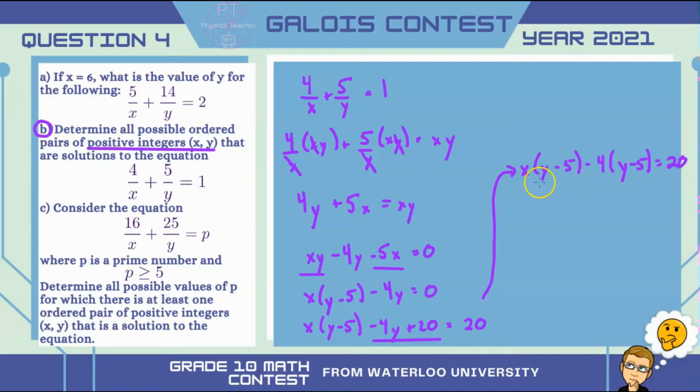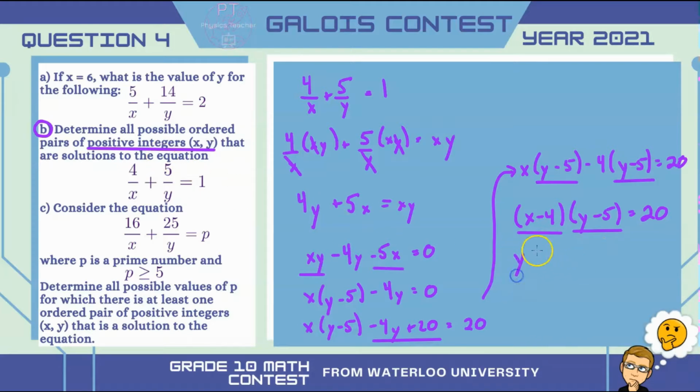So I have a like term here of y minus 5. And I can get x minus 4 times y minus 5 is going to equal 20. Now, since x and y are both positive integers, that means x minus 4 and y minus 5 are also integers. Not necessarily positive. But since their product equals 20, that means they're both integers that are factors of 20.